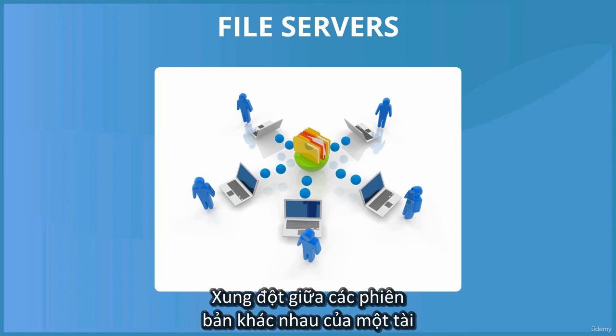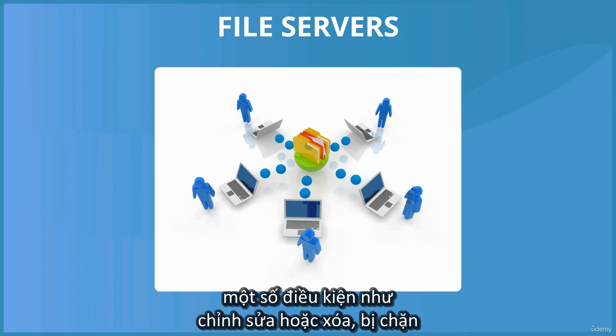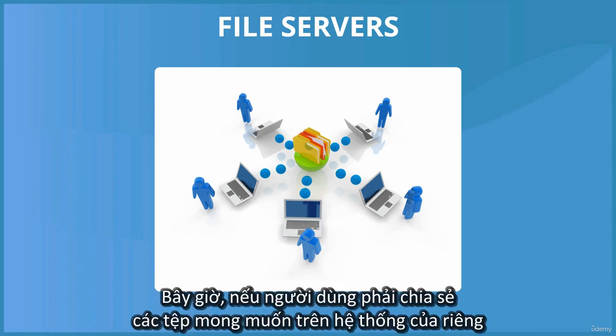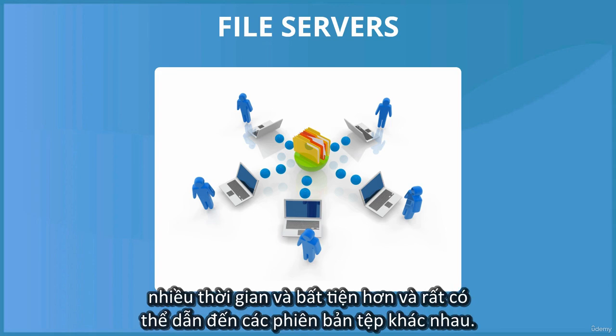Conflicts between different versions of a document can be practically ruled out, as certain conditions, such as editing or deleting, are blocked for other users as soon as you open a file. Now, if users have to share the desired files on their own system instead, or transmit them using removable media, well, it'd be considerably more time-consuming and cumbersome, and it would most likely result in different file versions.